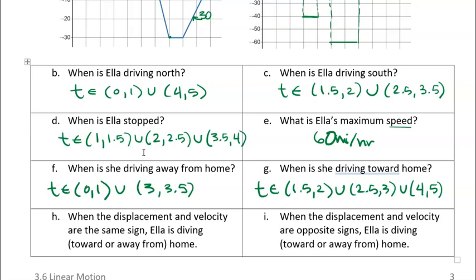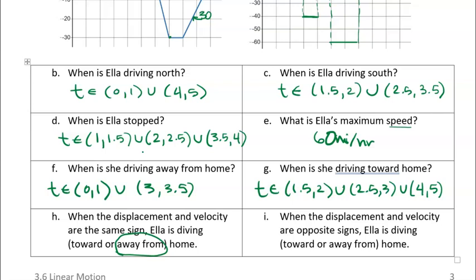So when the displacement and velocity are the same sign, right? She's either north and driving north, or she's south and driving south. So she's driving away from home when the displacement and velocity have the same sign.